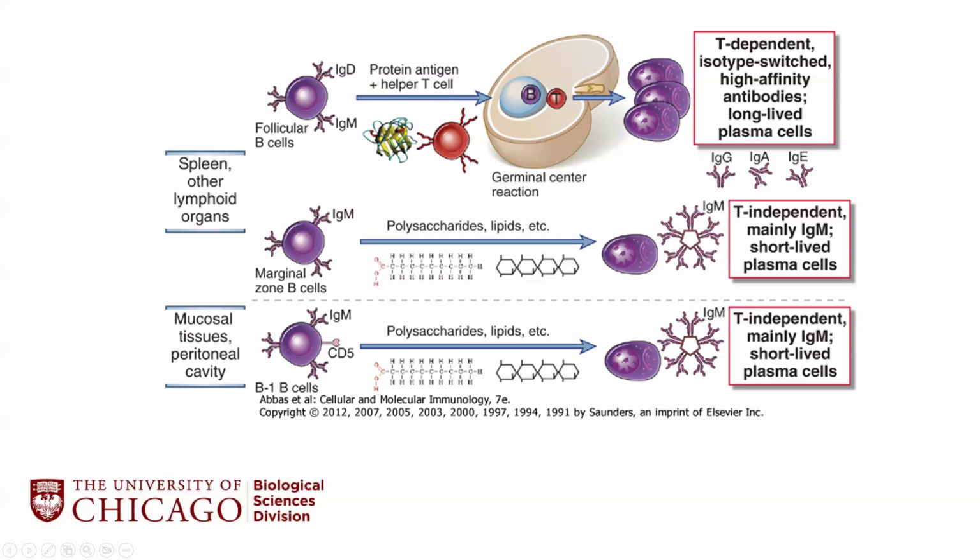which I think we've already heard about once before. And they respond to this redundant pattern in polysaccharides and lipids. And it's T cell independent and mostly secretes these IgM or natural antibodies. Same in your mucosal tissues and peritoneal cavity, you have B1 B cells that are similar to these marginal zone B cells that will still respond to this repeated pattern. So this second stimulus is actually the pattern as opposed to the T cell help. And same, T cell independent, mainly IgG, and short-lived.